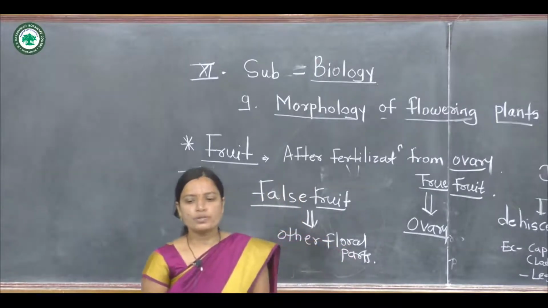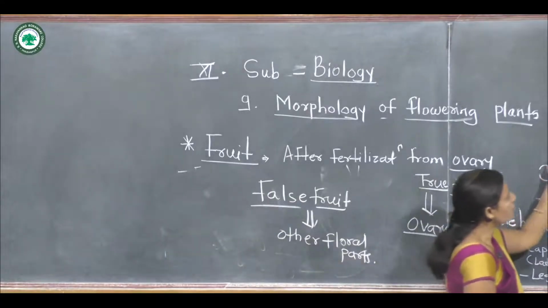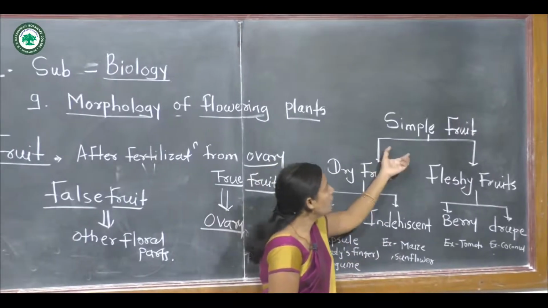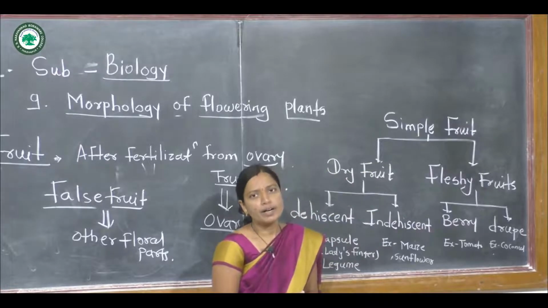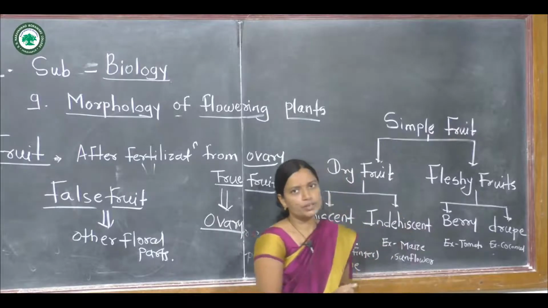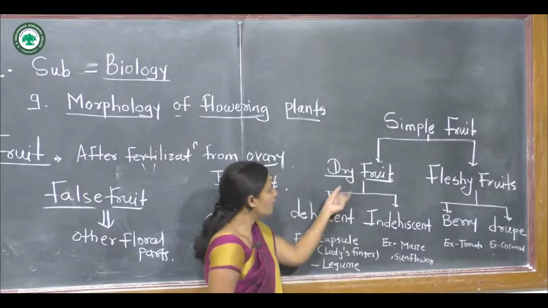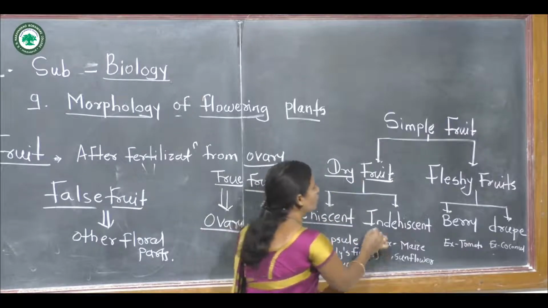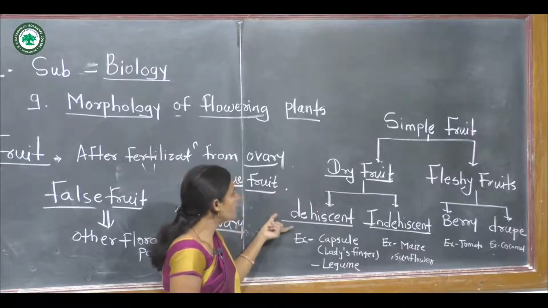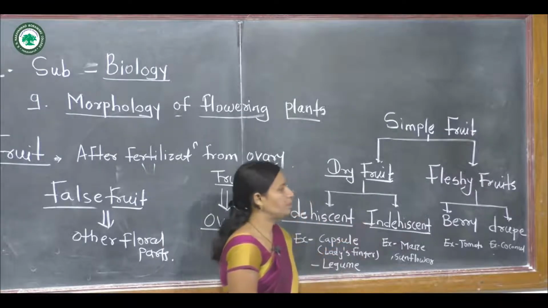Now the next point, simple fruits. Simple fruits are formed from only one ovary, and they are divided into two types: dry fruits and fleshy fruits. The dry fruits are further divided into dehiscent and indehiscent fruits.